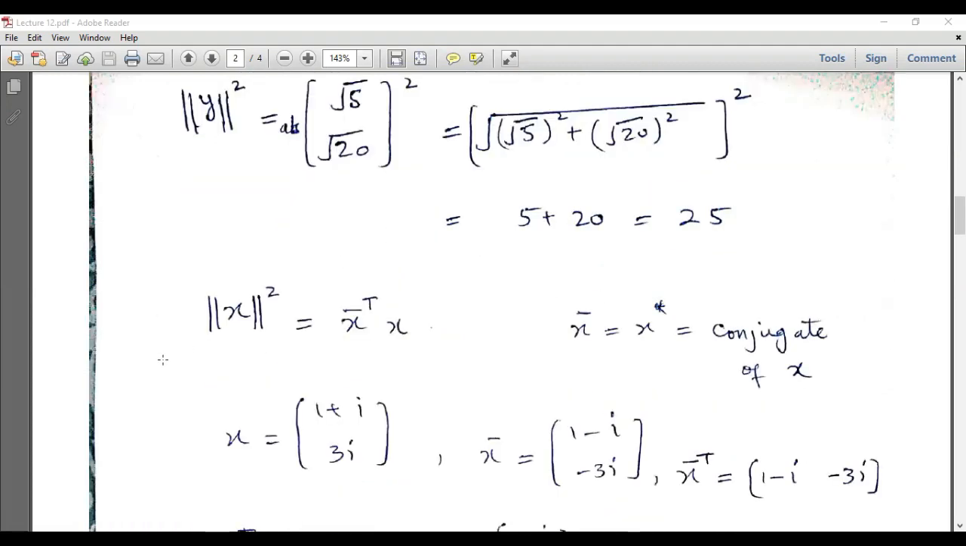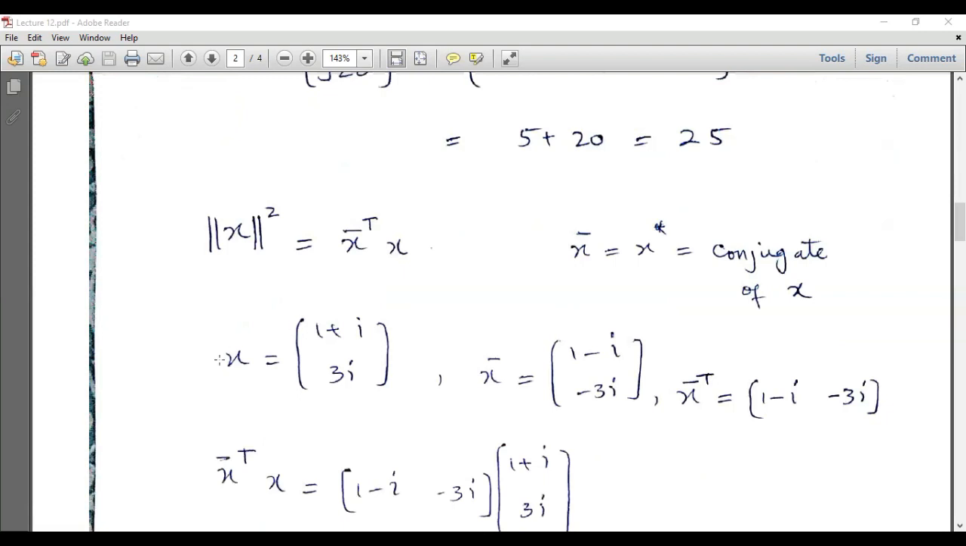So another definition for complex vectors or complex matrices is that the square of the second norm of a complex vector is always equal to the conjugate and transpose of that vector multiplied by the original vector. If you evaluate these two operations and compare your answers, those answers will be the same, right? So x bar is actually the conjugate of x. Sometimes it is written as x star, and sometimes the conjugate is written as a bar. So x is equal to 1 plus iota and 3 iota, right?